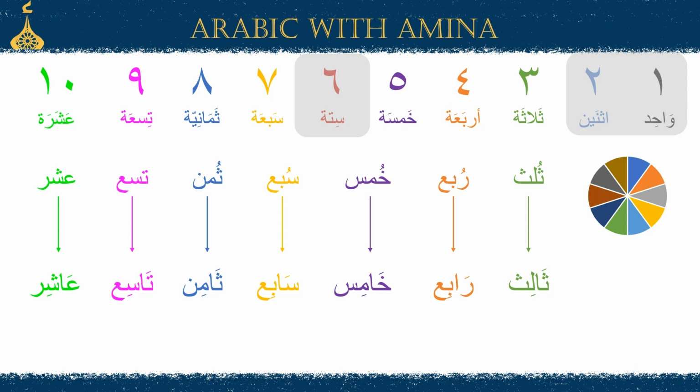So ثلاثة, ثلث, we take the main letters. ثاء, لام, ثاء. أربعة, ربع. خمسة, خمس. And that's why we didn't talk about number 6.